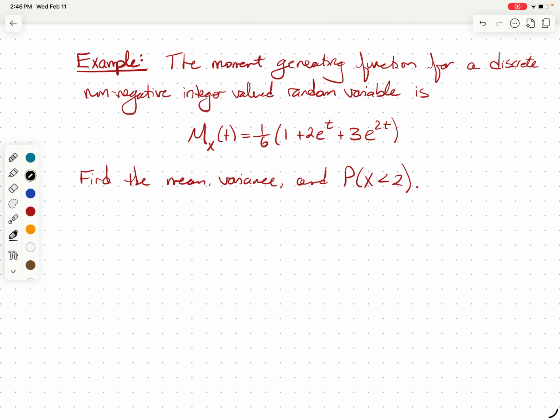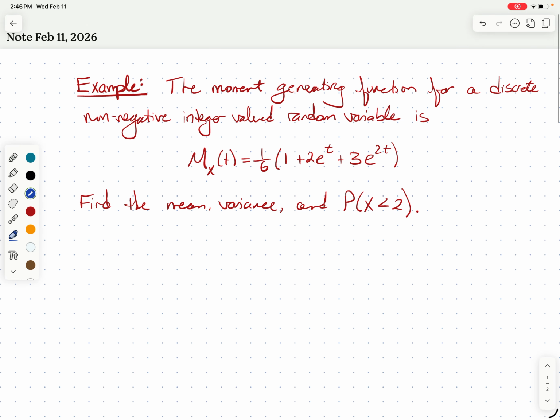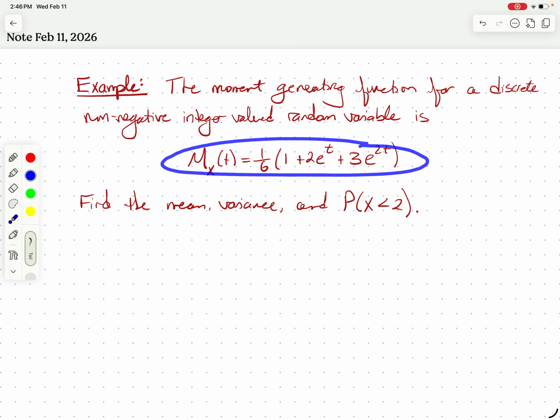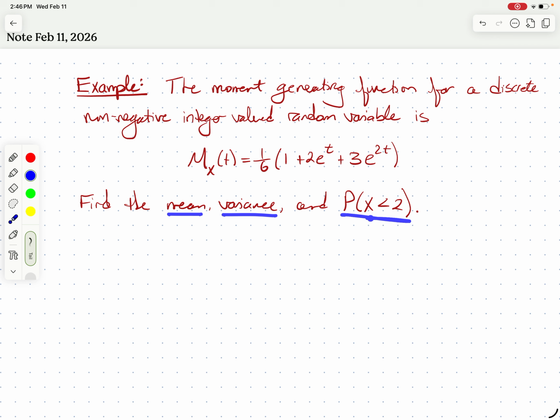Right. Well, we want to try to understand moment generating functions a little bit better. So here in this problem, we are given a moment generating function, and we're told that our random variable is discrete, it's non-negative, and it's integer valued. All of that's really important. And all we're given is the moment generating function. And from that, we're asked to find the mean, the variance, and this particular probability.